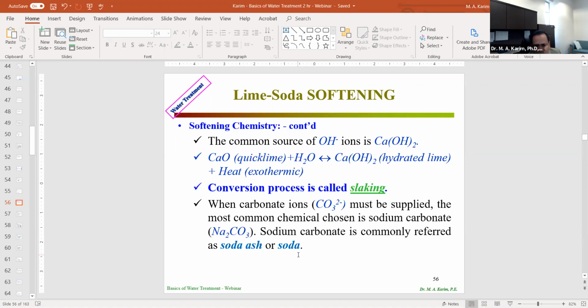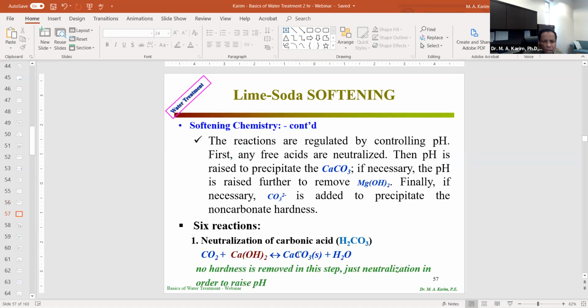Sodium carbonate is commonly referred to as soda ash. The reactions are regulated by controlling pH, as we mentioned, and there are 6 reactions. Here is the first reaction: carbon dioxide in the water, and with calcium hydroxide we produce calcium carbonate. Nothing is removed in this step. No hardness is removed, it is just neutralizing in the water to raise the pH.